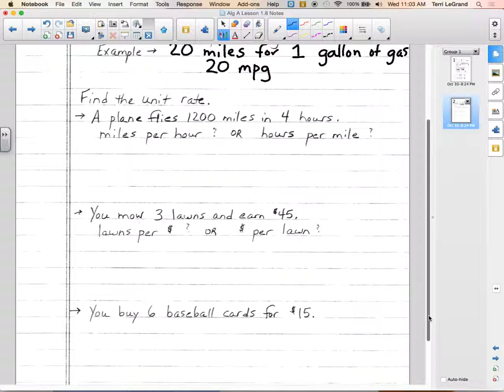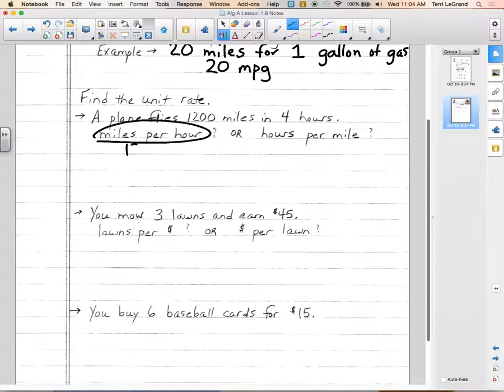Okay, so what do you think we should do? Should we change this to miles? Should we do it as miles per hour, or should we do it as hours per mile? Which one makes more sense? Miles per hour makes more sense, doesn't it? Let's circle that one. So if we're going to do it miles per hour, that means in our ratio, the miles have to be upstairs and the hours have to be downstairs.